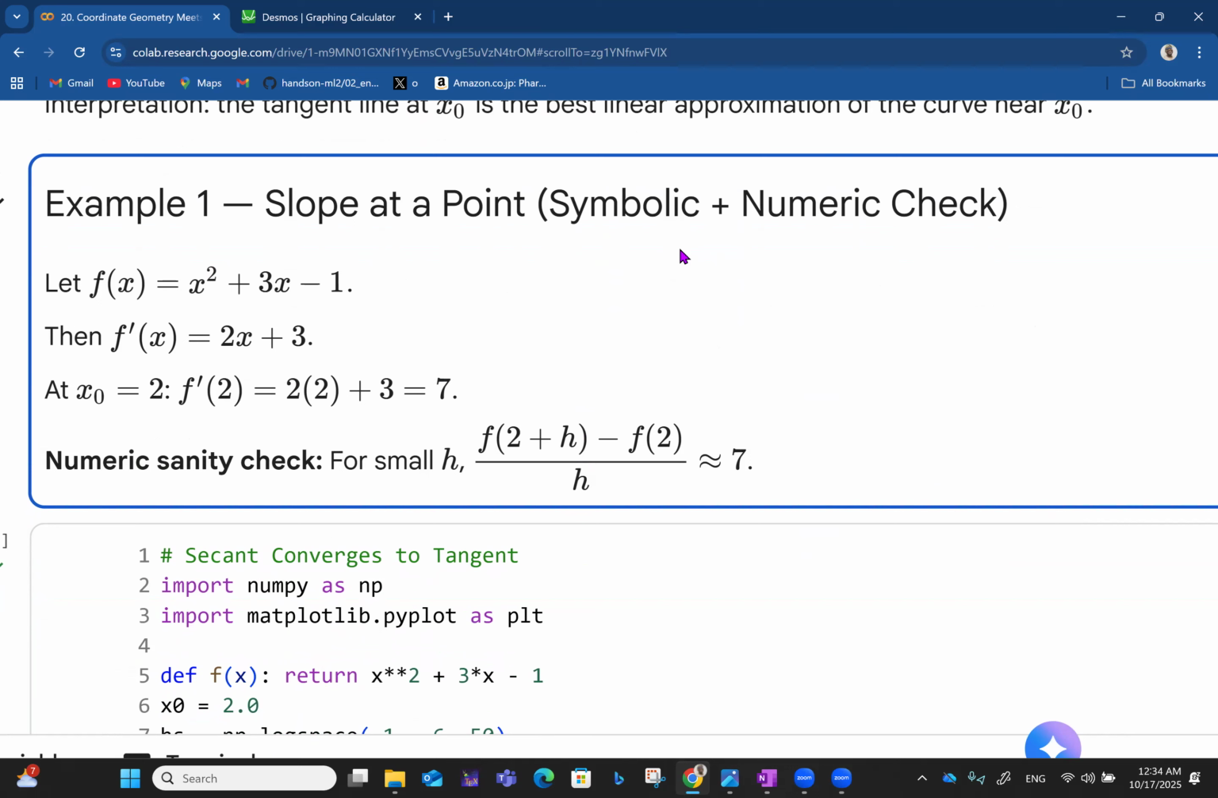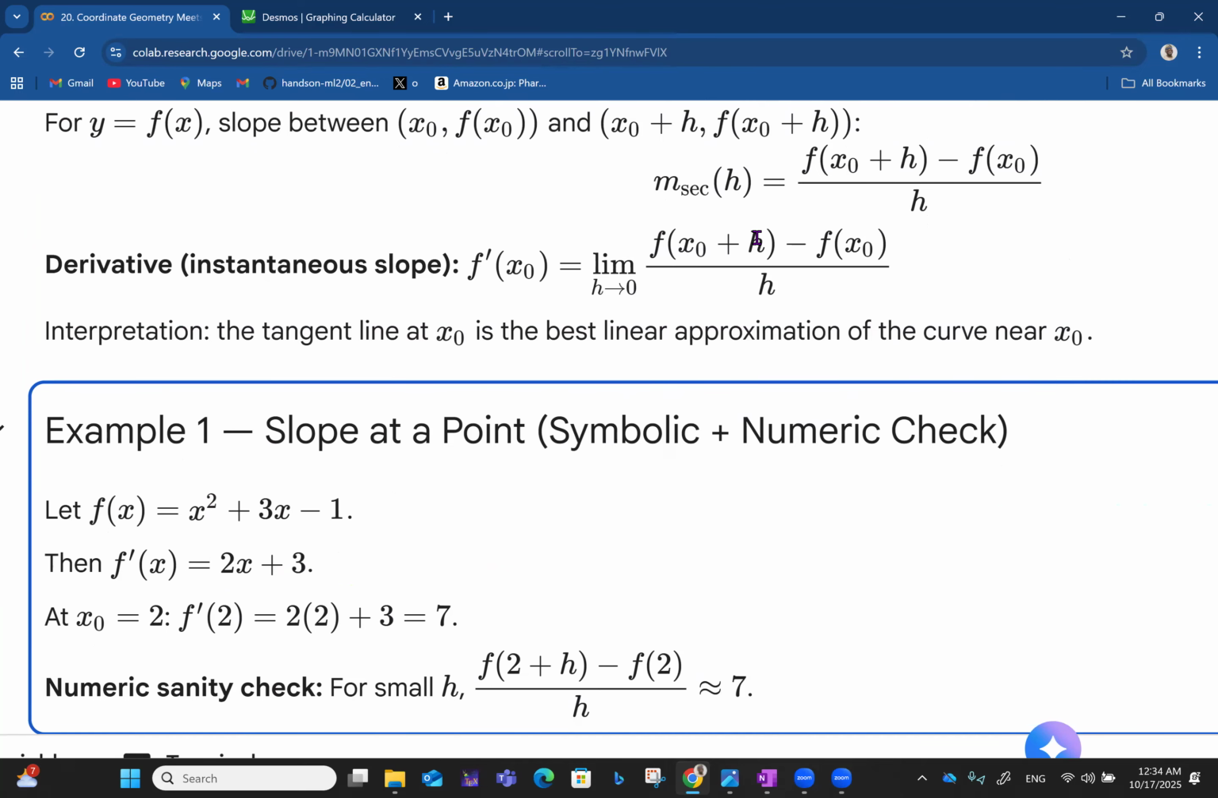Okay, so in that case, if f of x is x squared plus 3x minus 1, of course f prime of x is 2x plus 3. Differentiate x squared, you get 2x, differentiate 3x, you get 3, differentiate 1, which is constant, that's 0. So at x naught equals 2, f prime of 2 will be 2 times 2, 4, plus 3, that's simply 7. But we can also do a numeric sanity check. So you're basically saying f prime of 2 will now be f of 2 plus h minus f of 2, all over h. So this is just it right here.